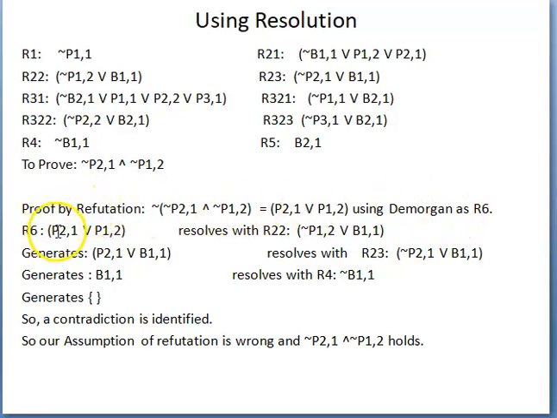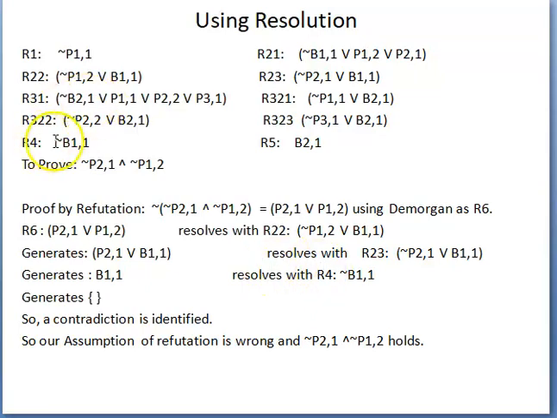Now we have R6, which is what we want to prove. R6 says there is a pit in P21 and 1,2, and we resolve this with R22 which says negation of P12 or B11. When we resolve these two, what will happen? This P12 will get cancelled with negation of P12 and we will be left with P21 or B11. Now this generates this new clause, and now we will resolve this with R23 which is negation of P21 or B11. So this P21 negation and this P21 will get cancelled and we will be left with B11.